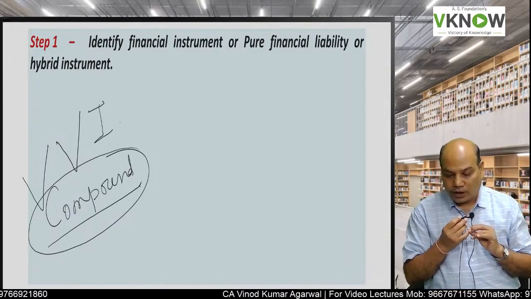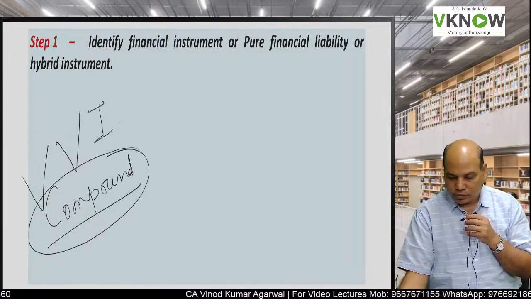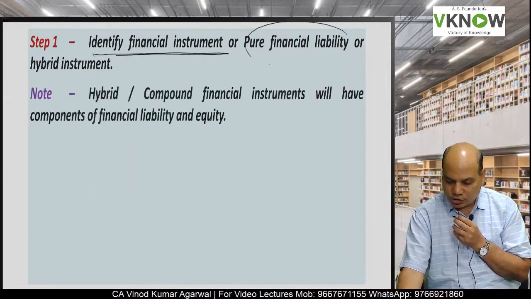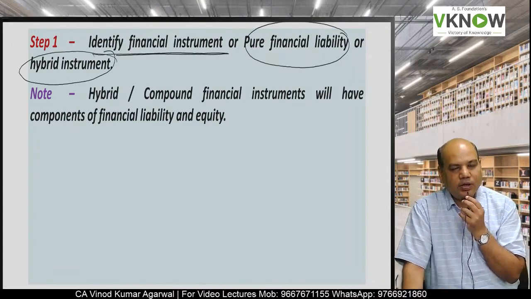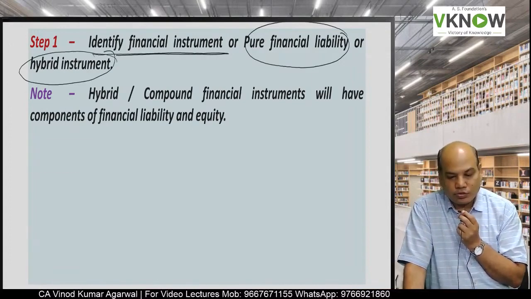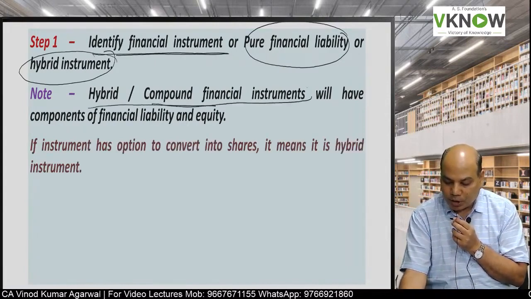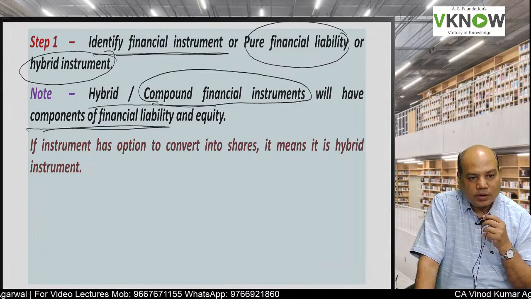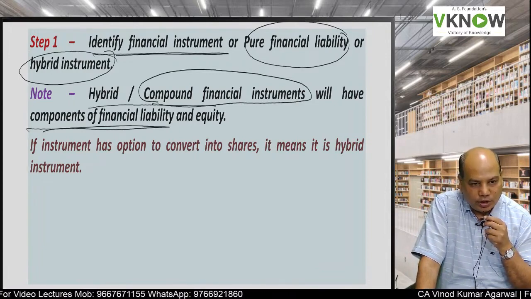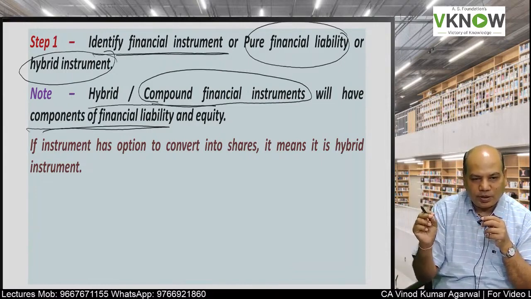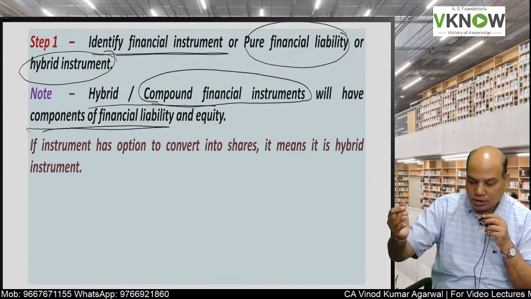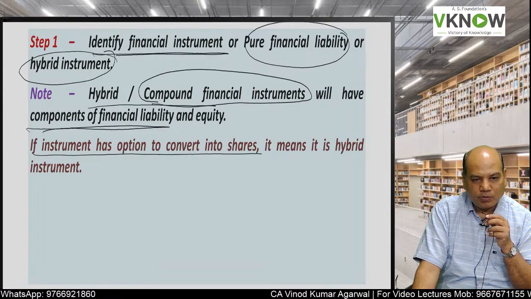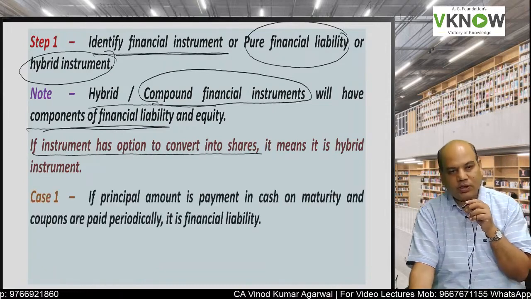Accounting treatment of financial liability under the amortized cost method. When we are given a question, step one is to check whether it is a pure financial liability or a hybrid instrument. How do we know whether it is a hybrid instrument? A hybrid instrument, also called a compound financial instrument, has two components: the first is a financial liability, and the second is equity. The financial liability component will be accounted for as per the standard applicable for financial liability. Equity is not remeasured. If the problem contains an option to convert into shares, then it means it is a hybrid instrument.